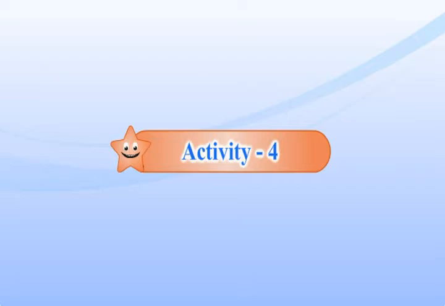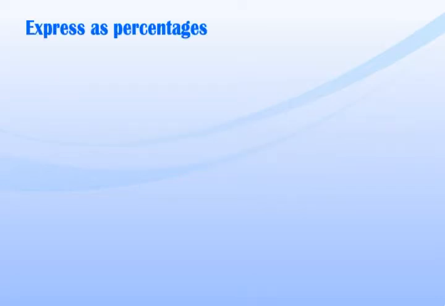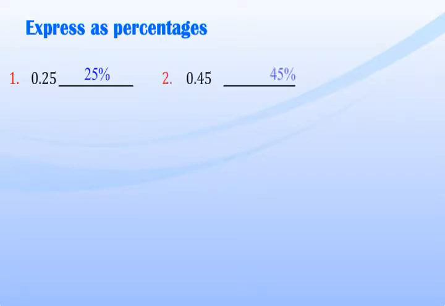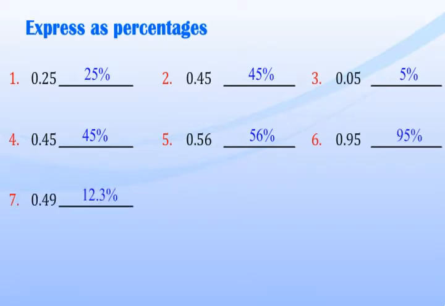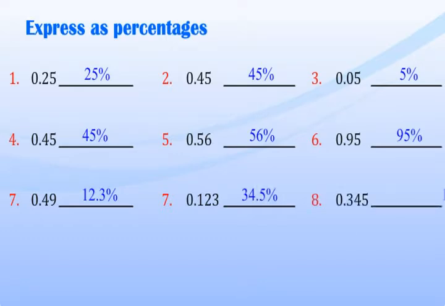Activity 4. Express as percentages. 0.25, 0.45, 0.05, 0.45, 0.56, 0.95, 0.49, 0.123, 0.345, 1.5, 0.632.